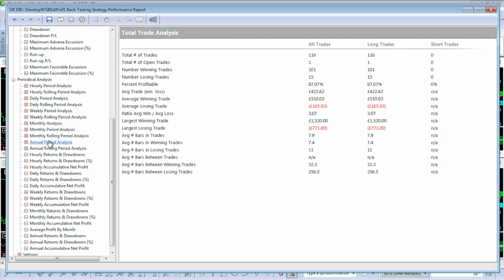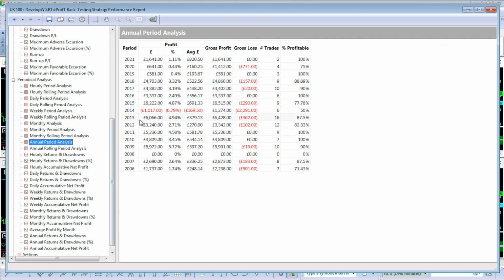Periodical analysis, looking at the annual period analysis, you can see that every year bar 2014 was a winner. Now some of you might actually question why we've got some losses, and you'd be right to do so. Remember I said in the rules, our only exit was a bailout exit, meaning that we exit only into profit. So then why have we got some losing trades?